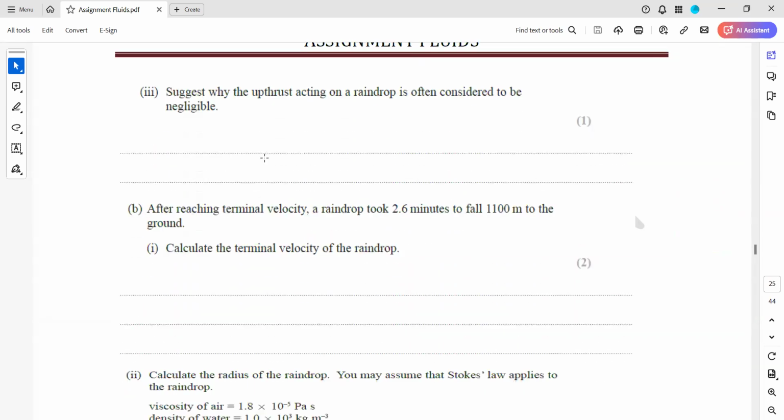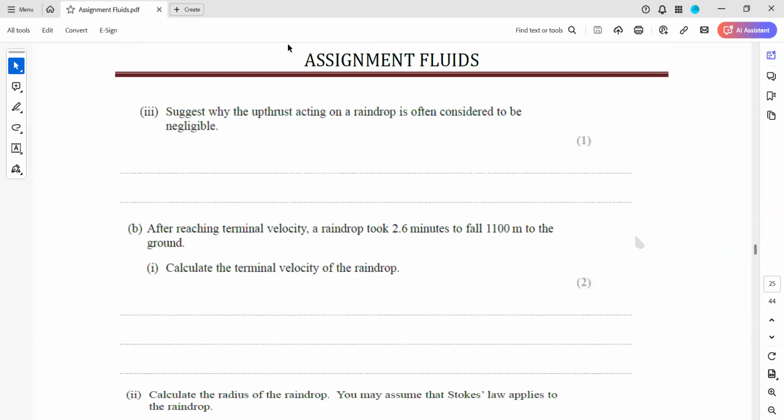Suggest why the upthrust acting on a raindrop is considered to be negligible. As you can see, upthrust depends on the density of the fluid, volume of object, and gravity. So what we can neglect for a raindrop: the density of the fluid is very small, so we can neglect that. And the volume of a raindrop is also negligible, very small. So as a result, both factors are very small, so we can neglect the upthrust.